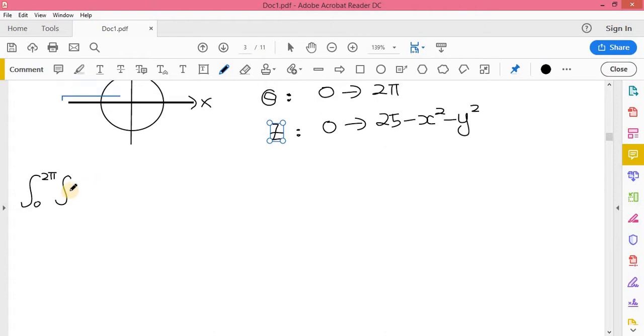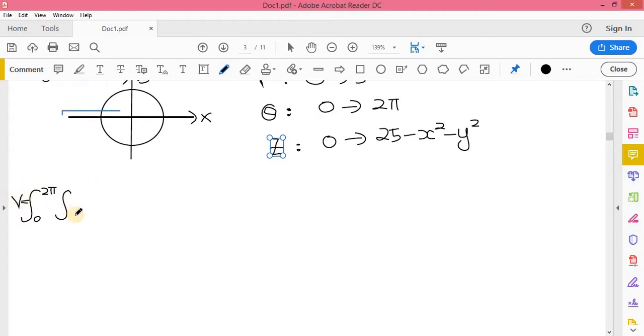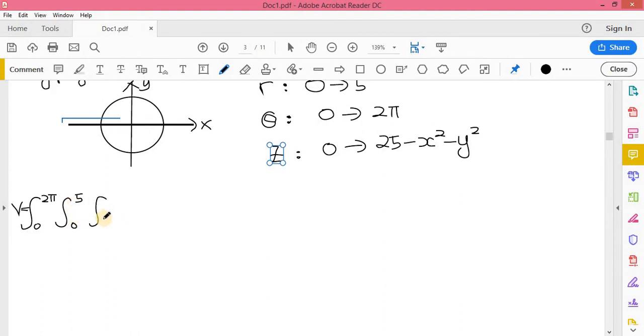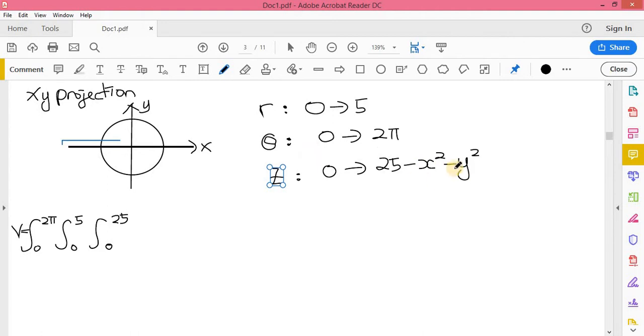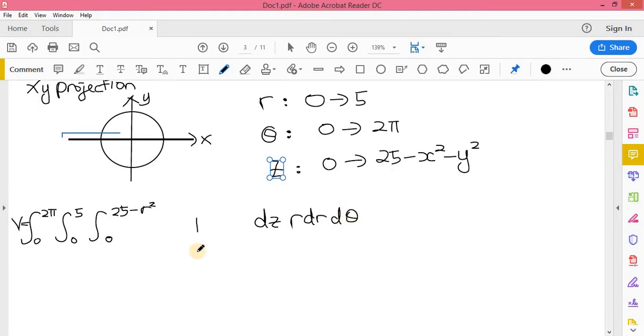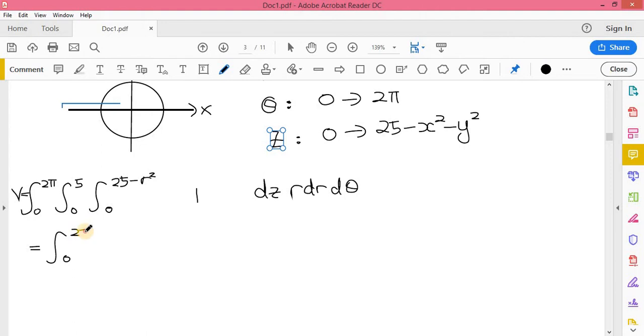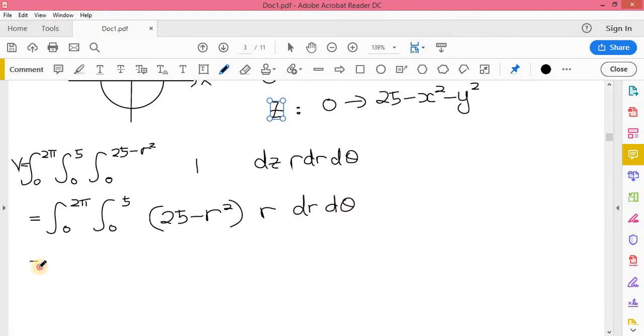In order to find your v, this one will be v, 0 up to 5 is the radius, and 0 to 25 minus... Because you are going to solve by using r and theta, this one you can automatically change to r squared. And here will be 1. You have dz, r dr d theta. So you solve these triple integrals. 0 to 5, this one will be 25 minus r squared. You have settled this one, and you have r here. Don't forget the bracket, dr d theta. Next, you press your calculator for the answer.